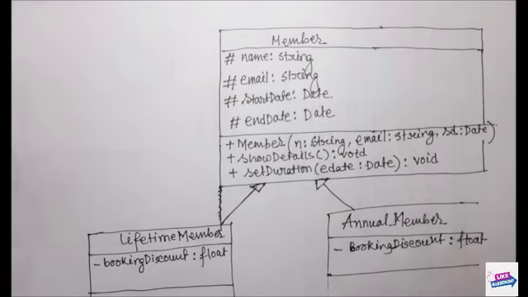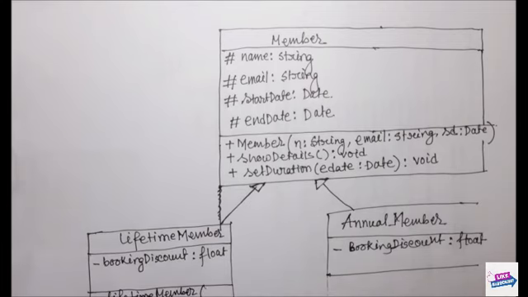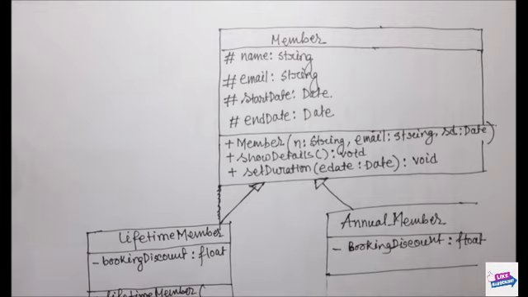And let me write the constructor for this lifetime member. I am writing in short. I will add, for example, name, which is string. Email, which is also string. Start date, for example SD, is date. And end date, data type is date. So this is my constructor.